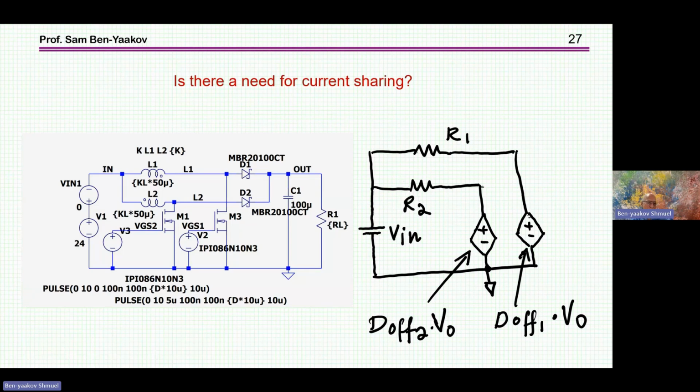And so you definitely need current control, current sharing control in this case, if you want the current to be exactly the same. You may tolerate some deviation, and then, of course, you may skip it, but a good practice is to have a controlled current sharing.